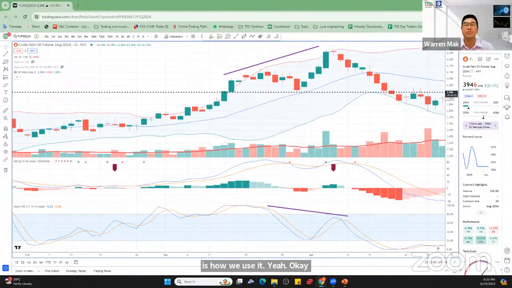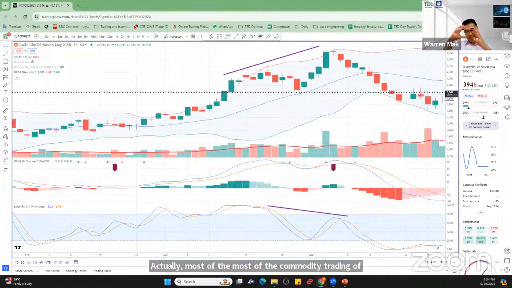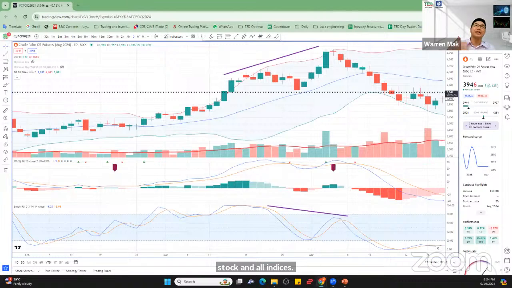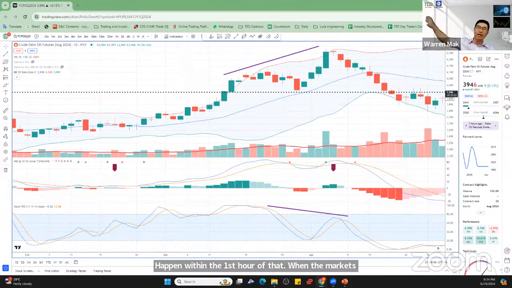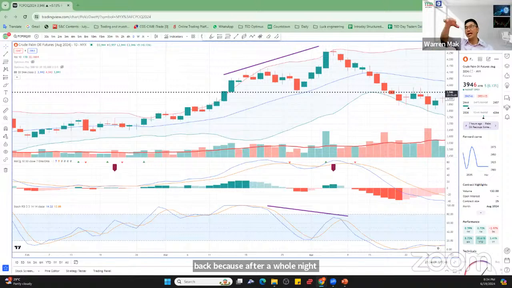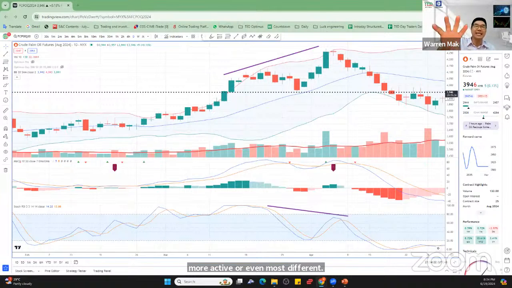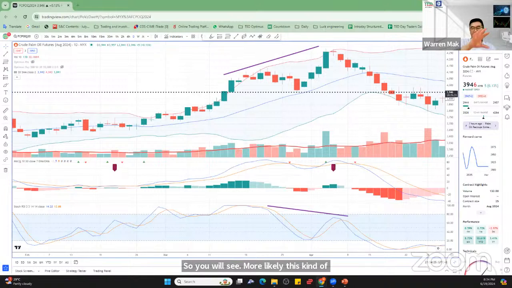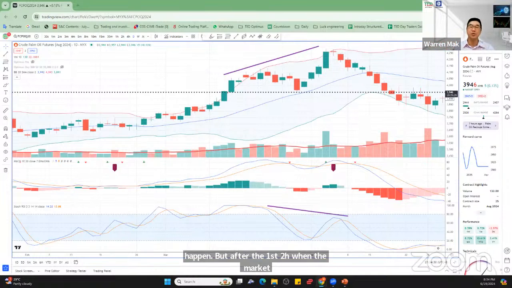In this session, this setup most likely will happen. Actually, most of the commodity trading of stock and all indices happen within the first hour of when the market starts, because after a whole night of rest, most of the time the first hour of a traded instrument will be more active or even most active. So you will more likely see this kind of setup happen. But after the first 2 hours, when the market goes sideways, then you may not see too many of these.